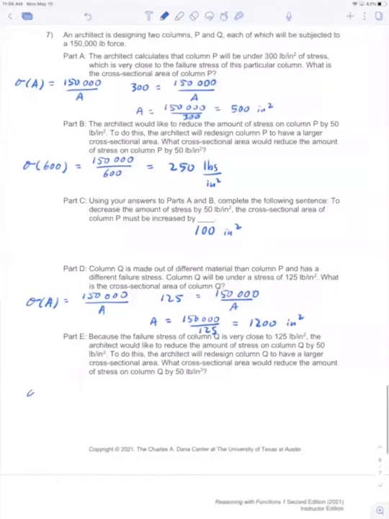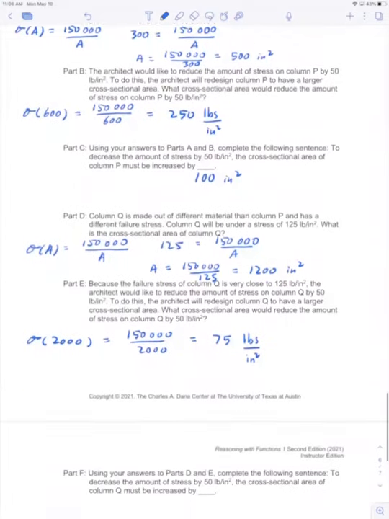Well, again, let's go back to our function. We could try different numbers. You would quickly get a feel for this, I think. Let's see, take out the A and where we see A, put in 2,000, and this ends up being 75 pounds per square inch. And that's been reduced. That's nice. So that's part E, let's go to part F.